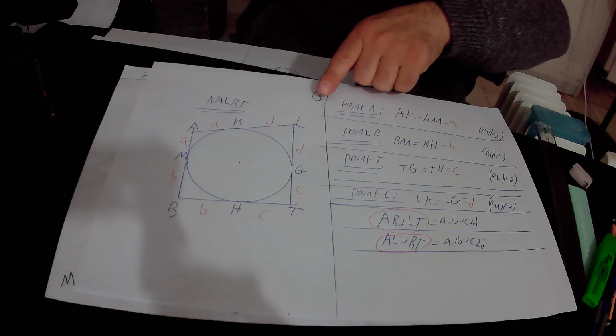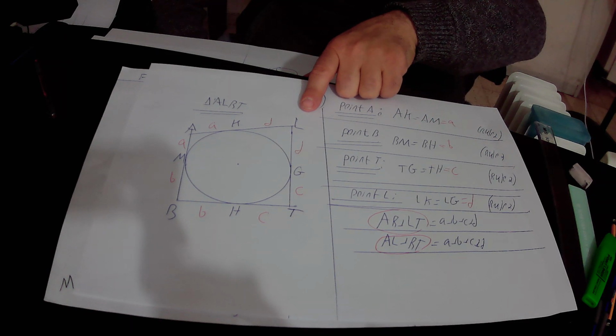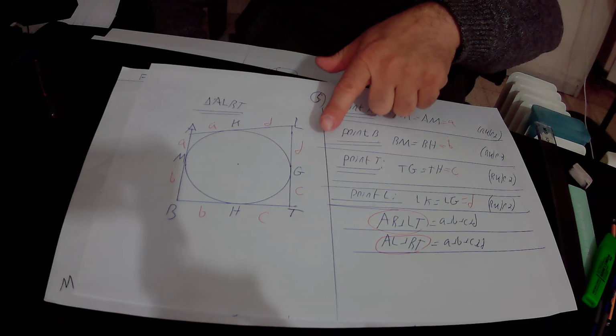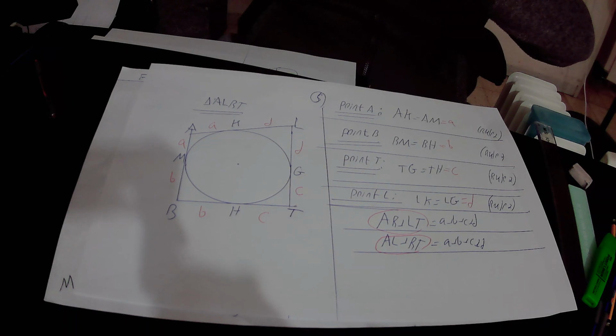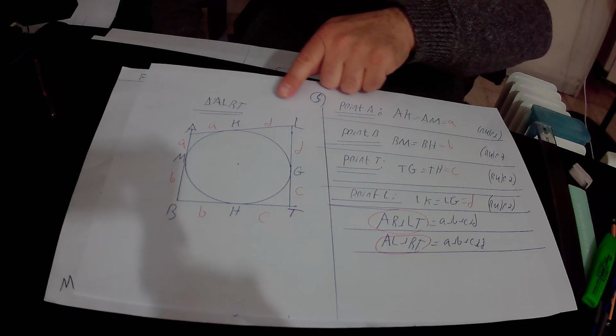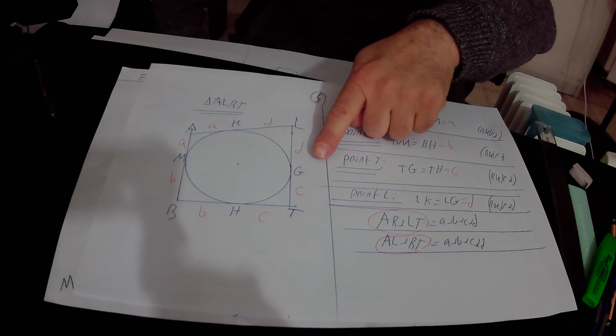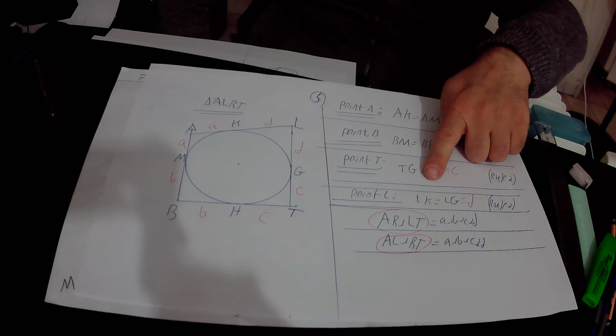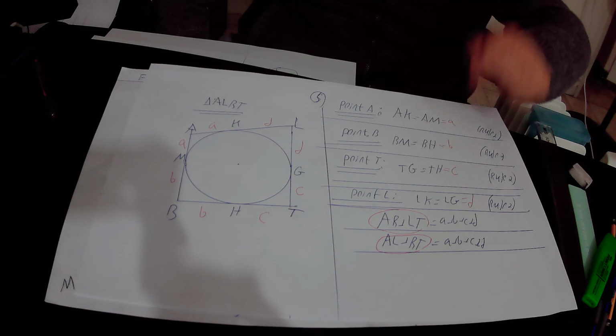And finally, focus on this common external point L. From the common external point L, we have two tangents to this circle, tangent LK and tangent LG. And according to rule 2, they are equal to each other. That is to say, LK equals LG. So if we define the length of tangent LK as D, then the length of tangent LG must also be equal to D because they are equal to each other. So in conclusion, we found out that LK equals LG equals D.